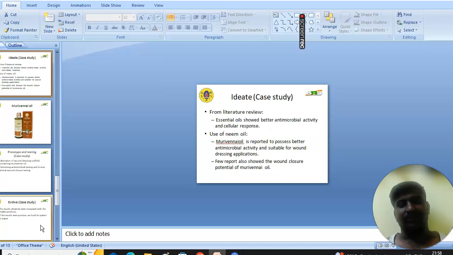Ideate. From the literature review, we identified that essential oils are said to show better antimicrobial activity and cellular response. There are a number of natural oils present in the world. We have selected the Murivine oil for this research. Murivine oil is reported to possess better antimicrobial activity and is suitable for wound dressing applications. Few reports also showed the wound closure potential of Murivine oil.